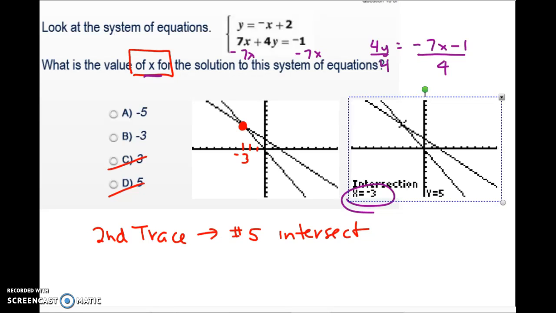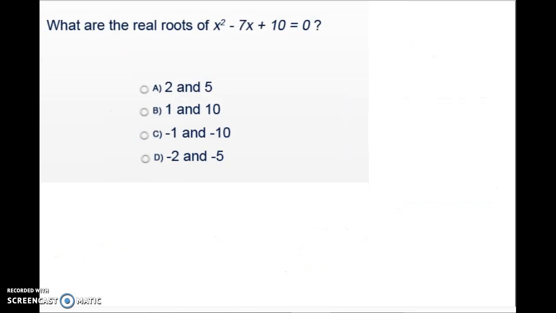And that's how your calculator will find it. So second trace, fifth option, and then you hit enter 3 times, and it will tell you exactly where the value is.